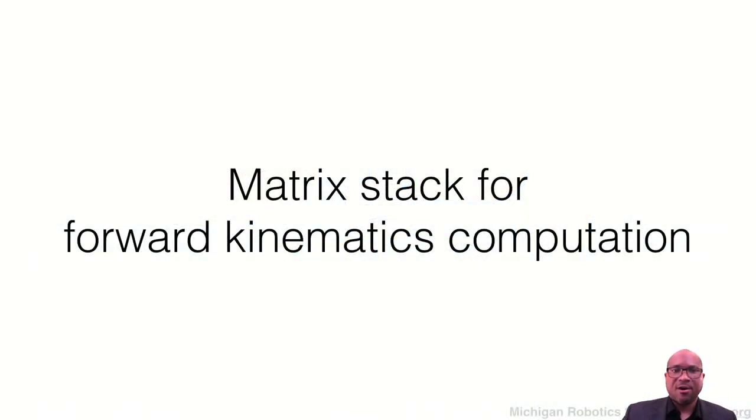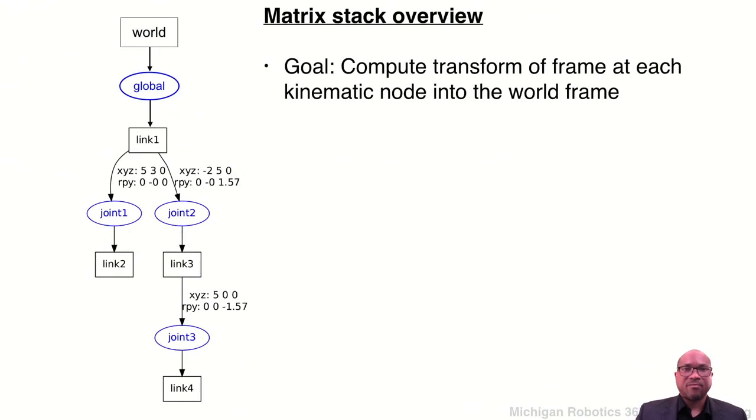We now need to think about how we can compute the transform for each of our joints and our links. And we're going to do this through a recursive matrix stack that's going to be amenable to forward kinematics computation. Our goal with this is to compute the transform of each frame for each node in our kinematic tree, all the frames associated with that. We want to compute its position in the world frame.